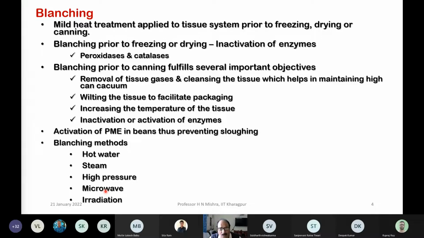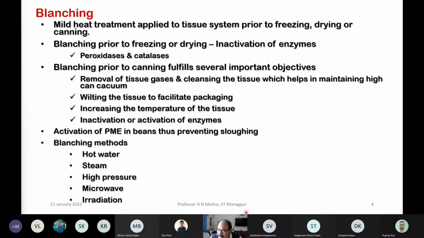can be used. So in some form or the other, either heat energy, or even alternate heating method, or even non-heating method like ionizing radiation energy, etc., is given to inactivate the enzyme, or to rupture the tissues, to facilitate packaging, etc., before canning, or whatever is the objective of the process. This is brief about the blanching.